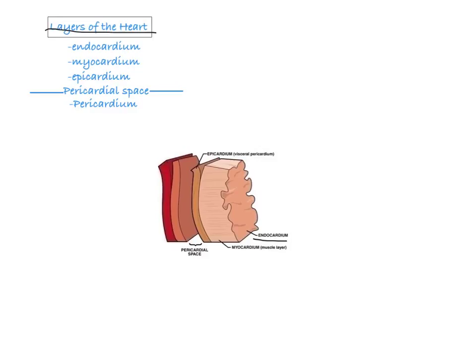So the endocardium, I'll write it up here, is going to be the innermost layer of the heart. And so this is the layer of the heart that is going to have blood move through it. It's intimate with the blood. It sees the blood. It touches the blood.